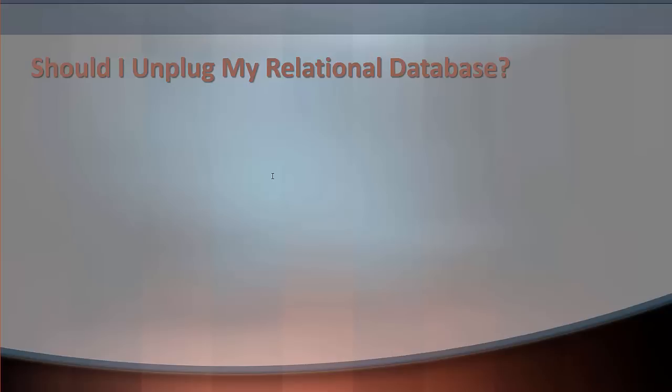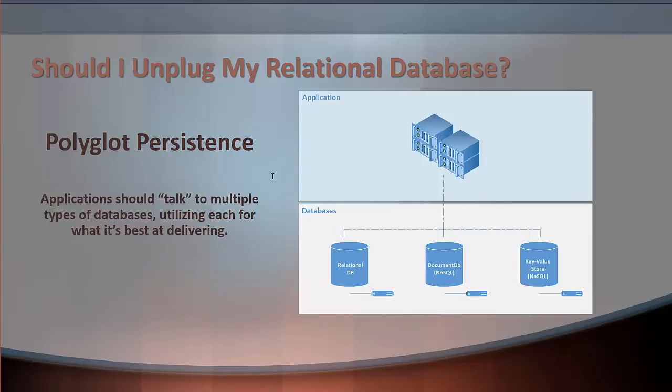So with that said, what's going to happen? I'd like to introduce this concept. It sounds pretty fancy, but it's a simple concept. Polyglot persistence. What that means is that applications should talk to multiple types of databases, utilizing each for what it's best at delivering. Again, when I say applications, I don't mean your typical enterprise application that supports hundreds or even thousands of users. I'm talking about applications that need to scale up to millions and millions of simultaneous users.